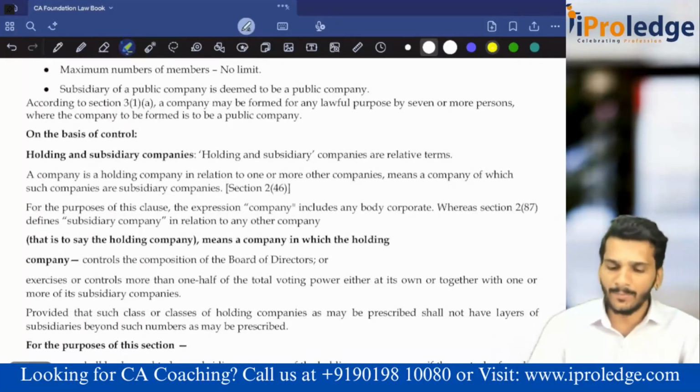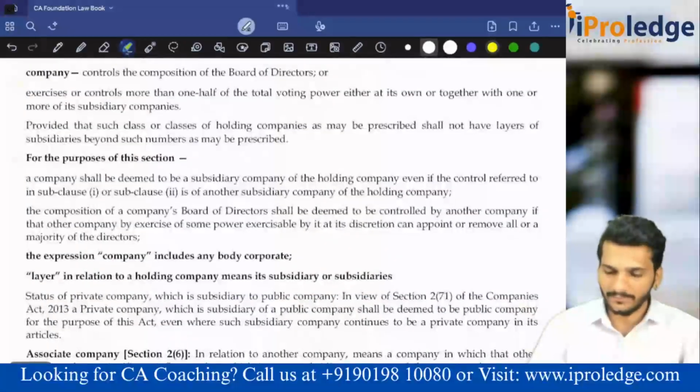Then there are other types of companies, holding and subsidiary company and associate company.